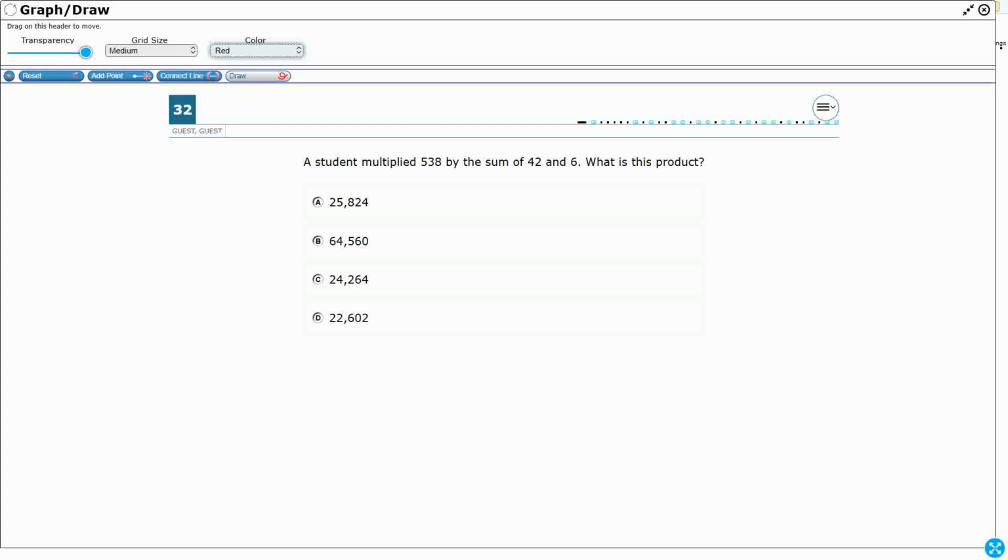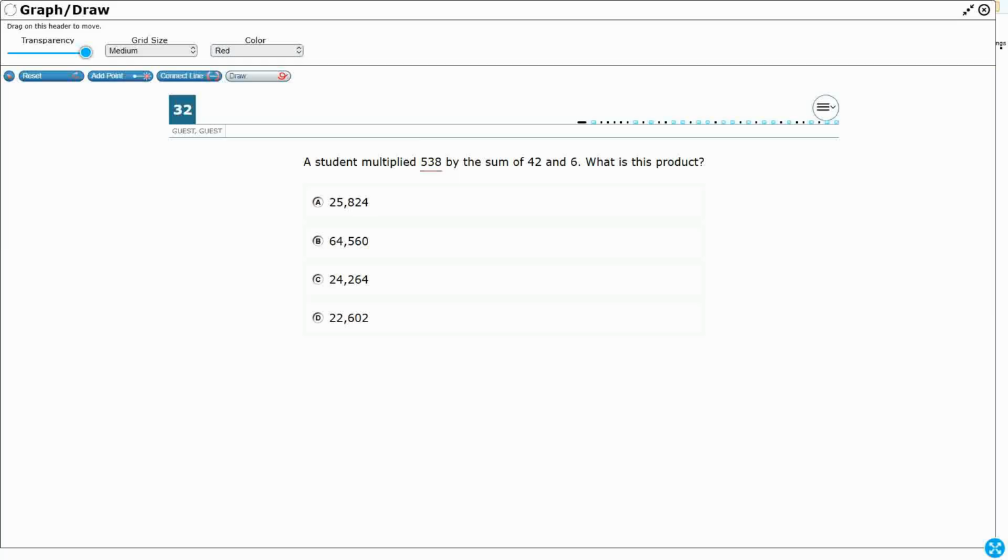So before we just straight multiply here, look at what we've got. This is actually a two-step problem. So it says a student multiplied, so multiply, that's right there, 538, so times, but then we get the sum of 42 and 6. So we got to do a little bit of work here.